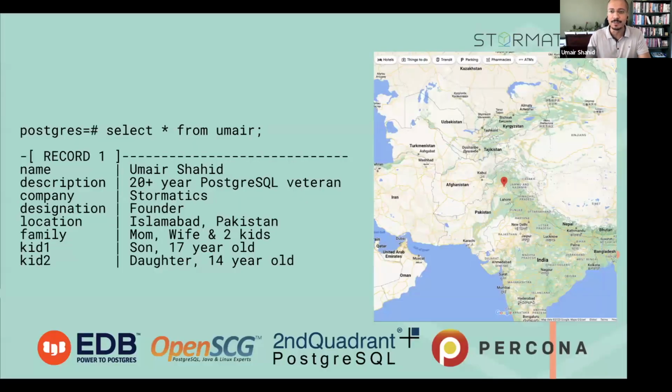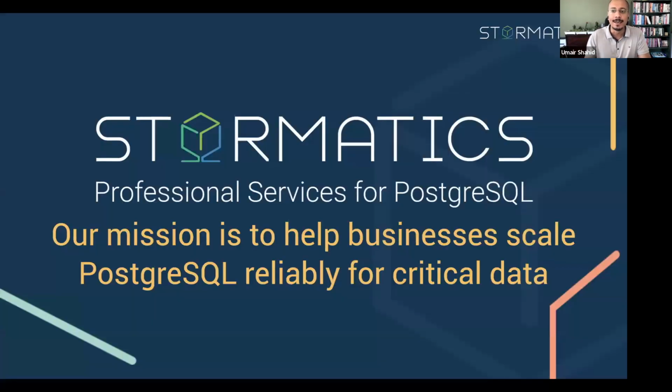You already saw a sneak preview of this slide from one of Tim's slides, but I am joining you today all the way from Islamabad, Pakistan. I've been in the Postgres community since 2003, so it's more than 20 years. Over the course of these 20 years, I've been part of pure play Postgres organizations like EDB, OpenSCG, Second Quadrant, and Percona. Currently, I run a professional services organization by the name of Stormatics, and our focus is to help businesses scale Postgres for critical data.